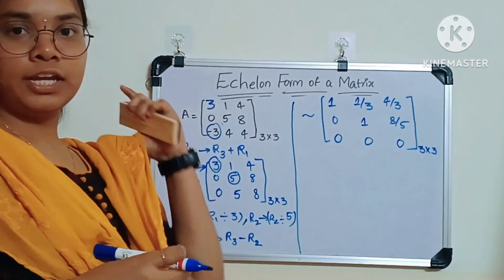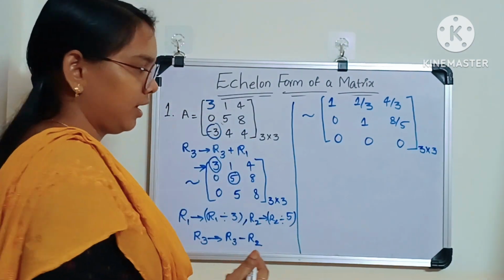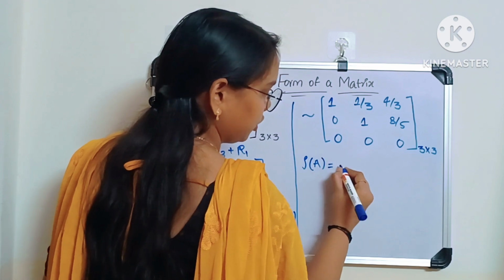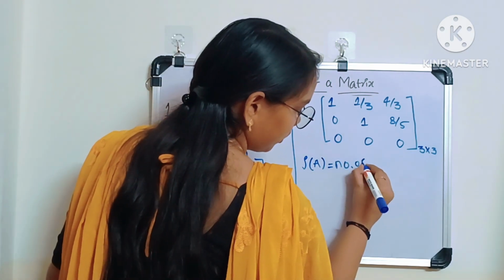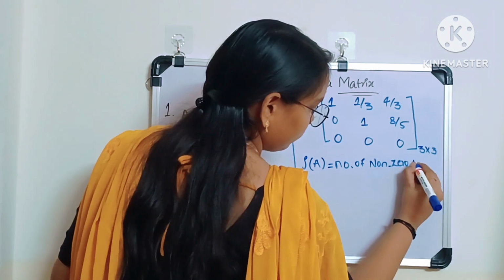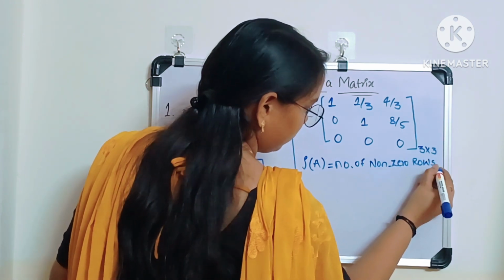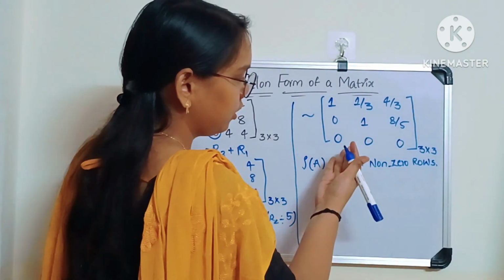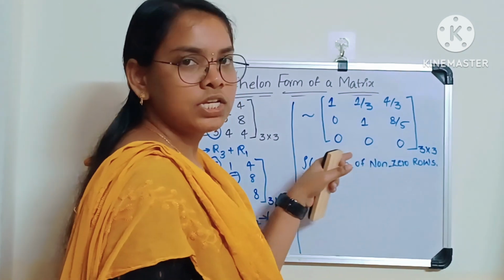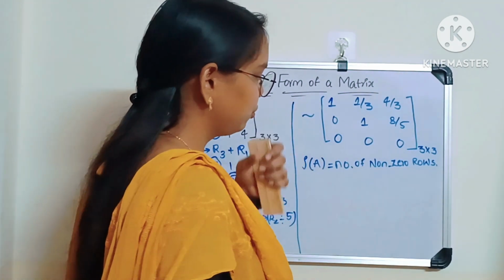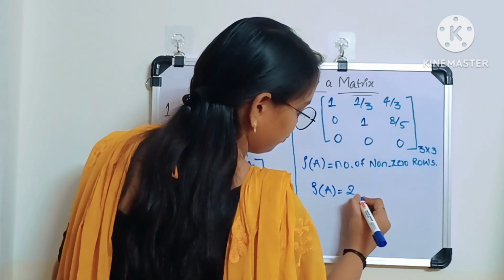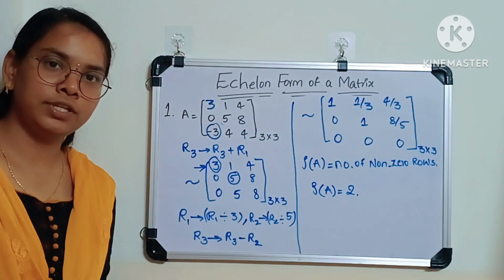From here we can find the rank of the matrix. As we understood, the rank of the given matrix is equal to the number of non-zero rows. So if you see here, how many non-zero rows are there? Here 3 rows are there in total. In that, one row is a zero row. So non-zero rows are 2. So the rank of the given matrix A is equal to 2. In this way we can find the rank of the matrix.